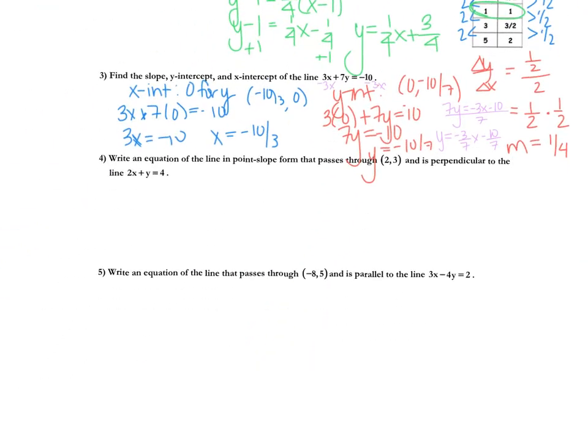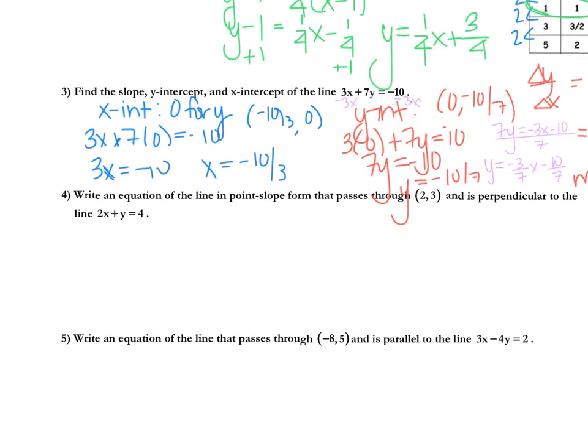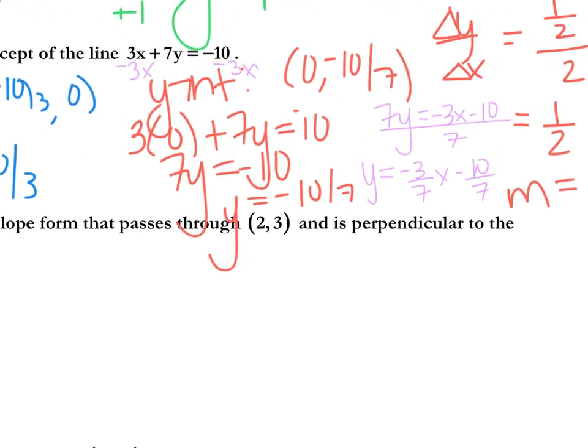Okay, the next two problems before we go on to distance and midpoint formulas. For the next two, you're given an equation of a line and you have to write another one. So I want an equation of a line that passes through (2, 3), in point-slope form, and is perpendicular to this line. So remember that perpendicular is opposite reciprocals.